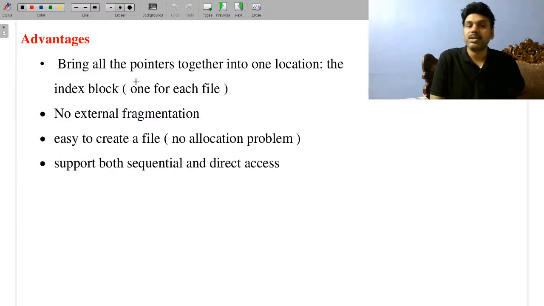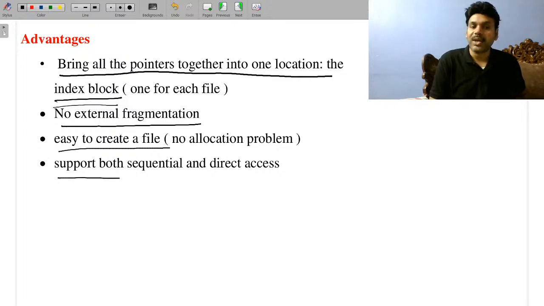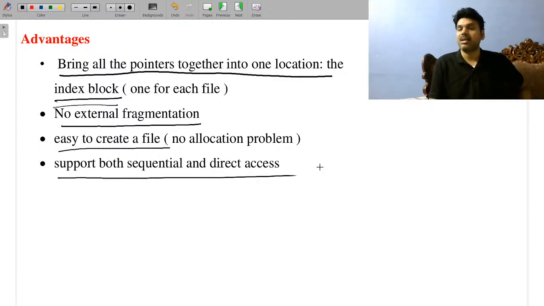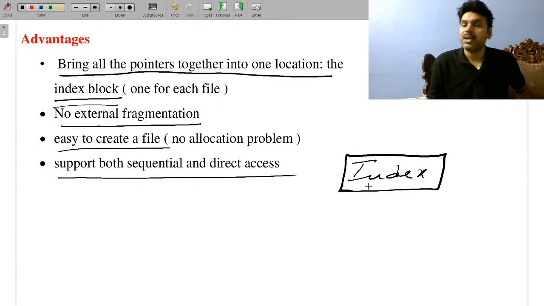So what are the advantages? Bringing all the pointers together into one location, that is called the indexed block. There is no external fragmentation here. Easy to create a file. You can access your file directly as well as what? Sequentially, because we are not depending on the data file, because your searching depends on what? Index only. So the index is going to give you the routes to your data block, where to search and where not to search.